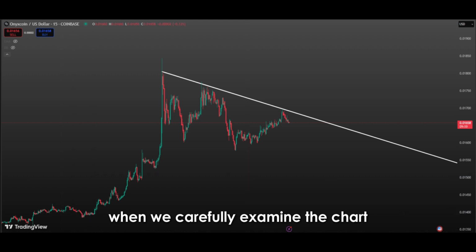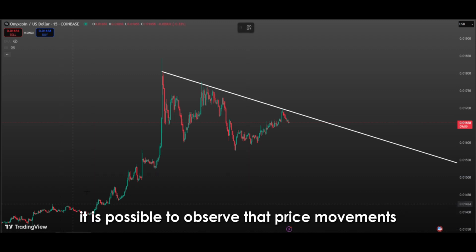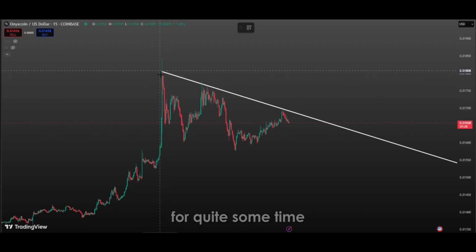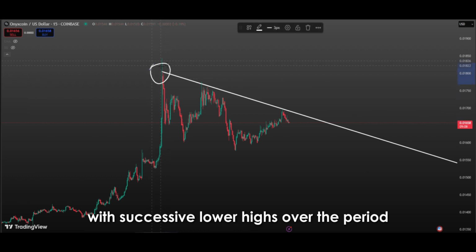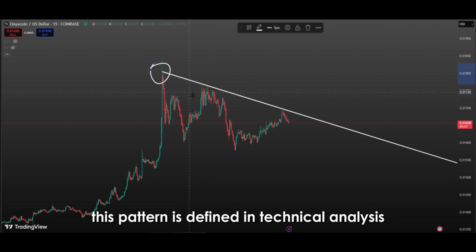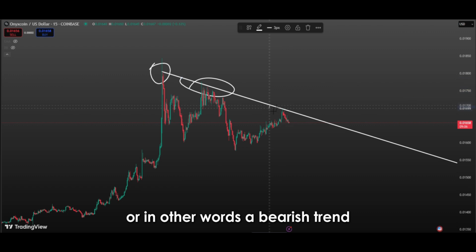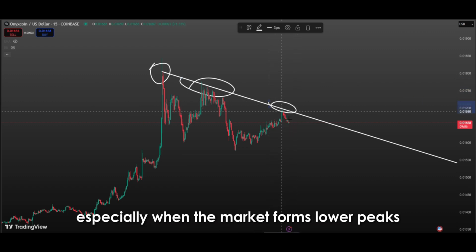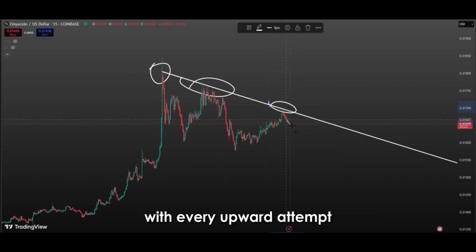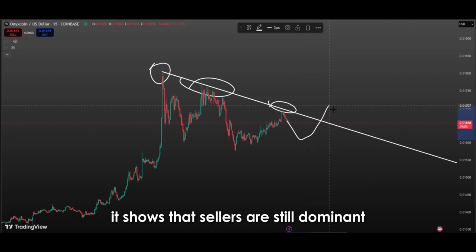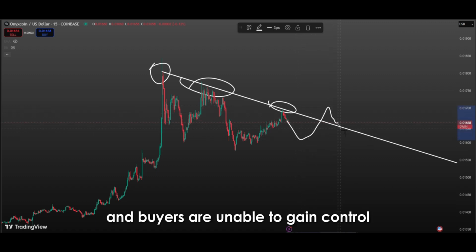When we carefully examine the chart, it is possible to observe that price movements have been following a certain trend for quite some time, with successive lower highs over the period. This pattern is defined in technical analysis as a descending trend line, or in other words, a bearish trend. Especially when the market forms lower peaks with every upward attempt, it shows that sellers are still dominant and buyers are unable to gain control.